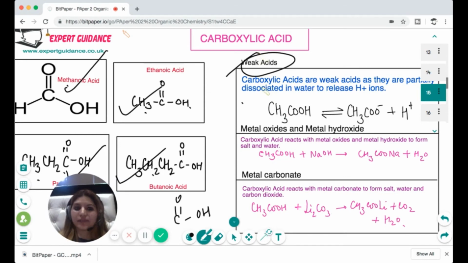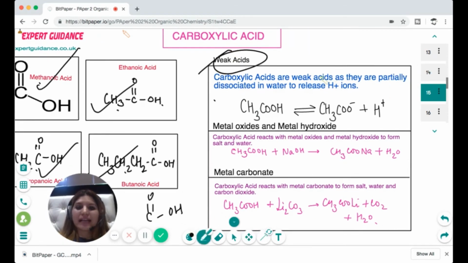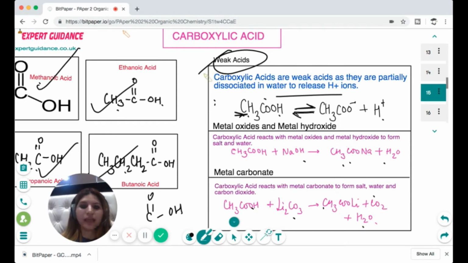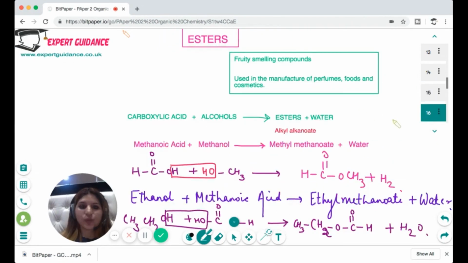Now, carboxylic acids are considered weak acids, and they'll ask you in the exam, why is it a weak acid? So you have to give this definition: weak acids are those which are partially dissociated in water to release H+ ions. And then you have to give this equation, CH3COOH breaks into CH3COO- plus H+. Now, since it's an acid, it reacts with metal oxides and hydroxides to form salt and water, and it reacts with carbonates to form salt, carbon dioxide and water. Okay, so I hope you remember these reactions and why carboxylic acid is a weak acid.